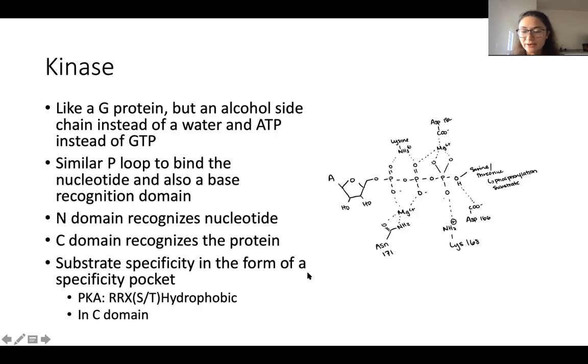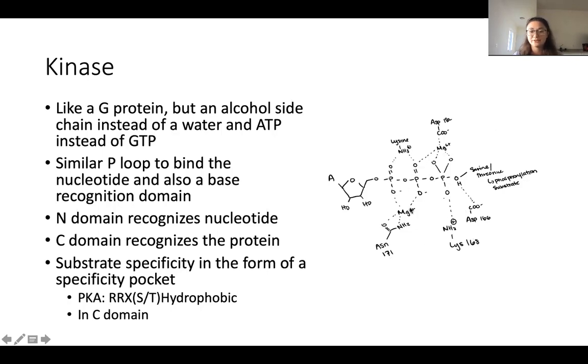And right here, I drew the transition state. So we see this OH has already attacked. This is the OH from the serine or the threonine. We see the pentavalent metaphosphate bipyramidal transition state again, and then we can see the different residues of the enzyme that are helping stabilize this.